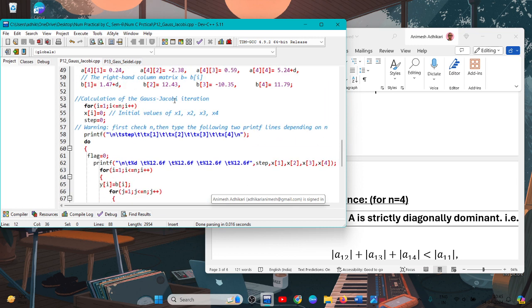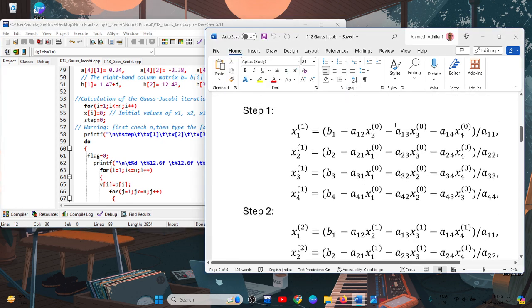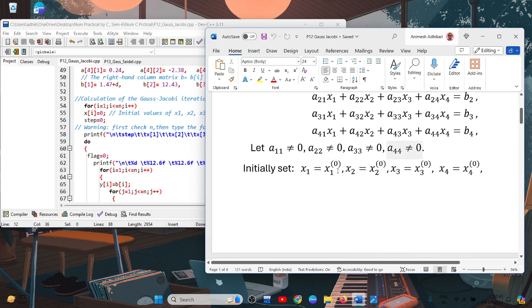And come to the calculation of the Gauss-Jacobi iteration. For i equal to 1, i less than or equal to n, i plus plus, xi equal to 0, initial values of x1, x2, x3. Here we choose the initial values x1 equal to x10, x2 equal to x20, x3 equal to x30, x4 equal to x40. So initially xi equal to 0, that is x10 is 0, x20 equal to 0, x30 equal to 0, and this is step 0.